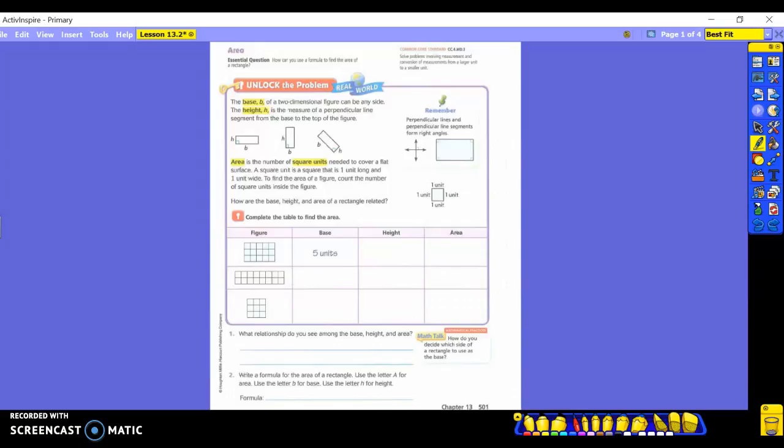It says here, how are the base, the height, and the area of a rectangle related? Here's your units. You can see that each side is 1. So we're going to complete the table to find the area. Now we need to make sure that we know what the base is, what the height is, so that we can figure then our area. So take a look at the first one. They gave you the base as 5 units. Do you see where they got that? From the bottom of the rectangle. So they wrote 5 units. Now what is the height of that same figure? Elena? 3 units. So we're going to write that in here.